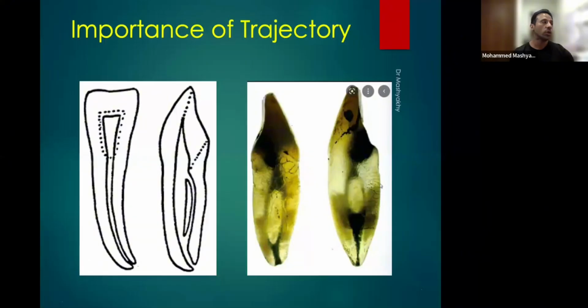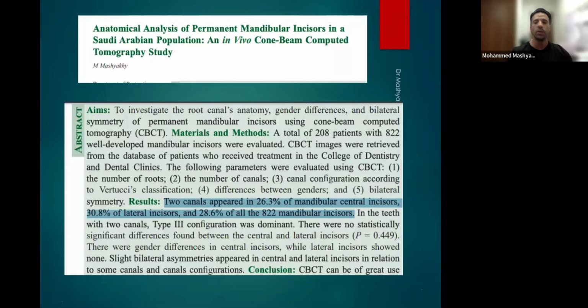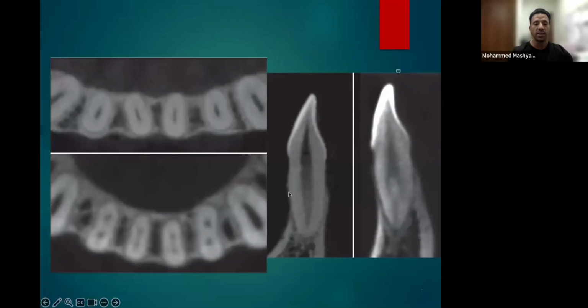The other one that you can do in the clinic, but you have to be aware of, is the lower central incisor. For the lower central incisor, so many studies have been done. This one is the recent one I have done. About 28% of the cases of lower central incisors have two canals. So it looks like this.